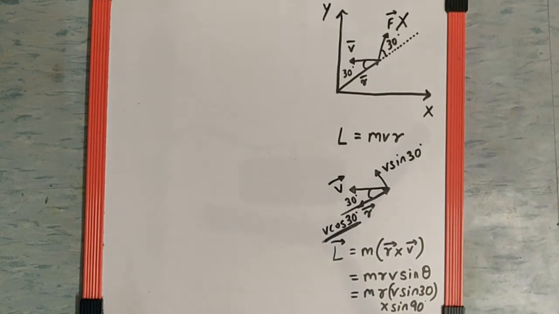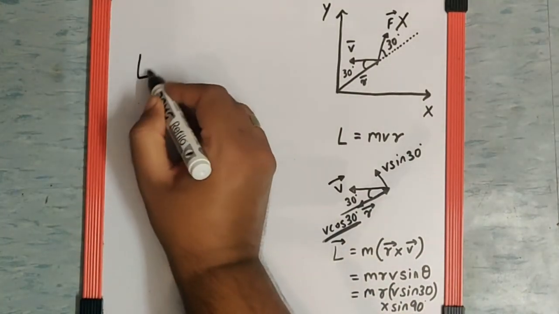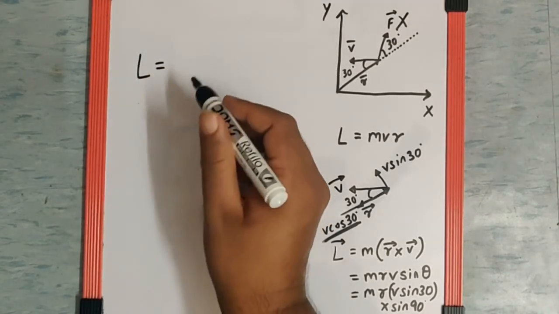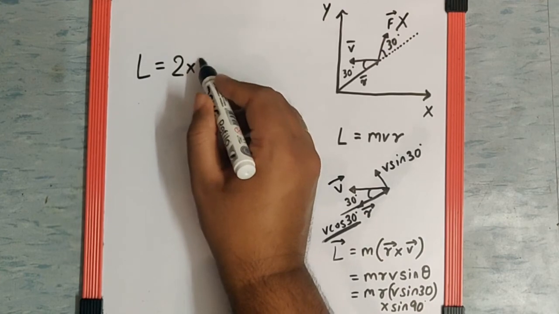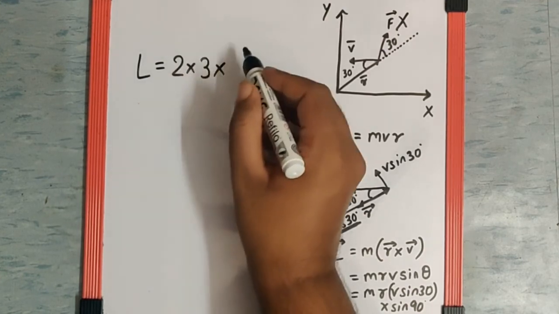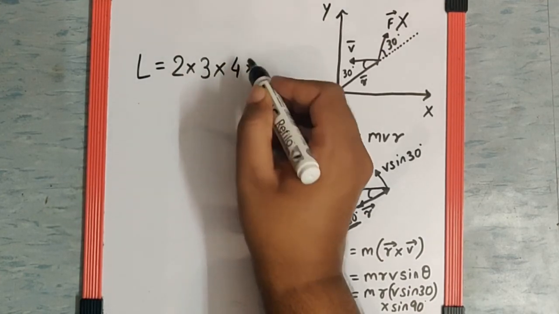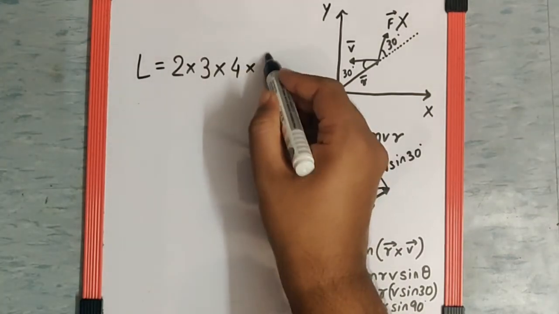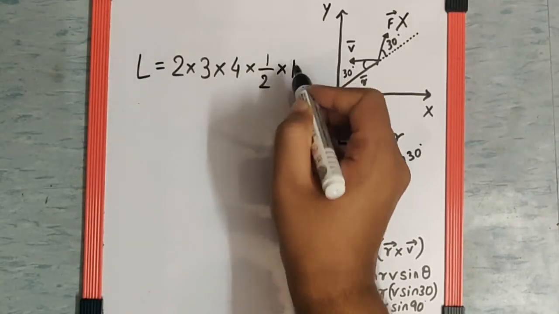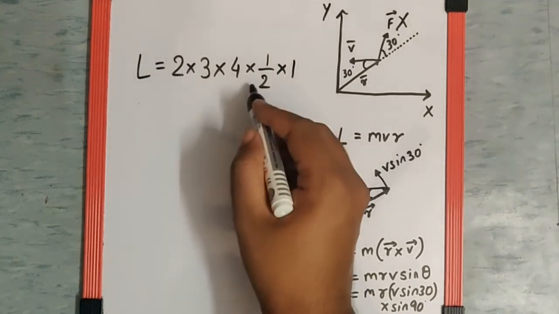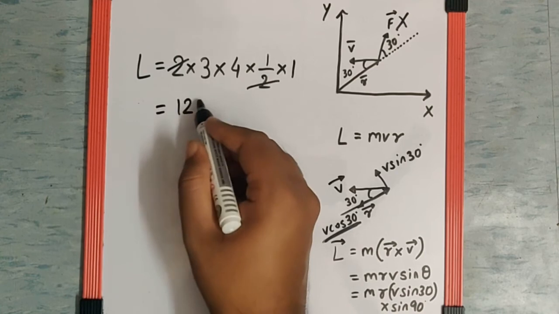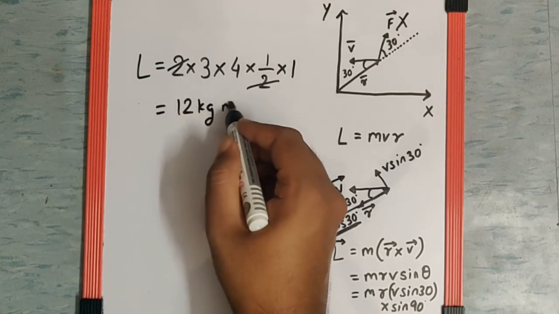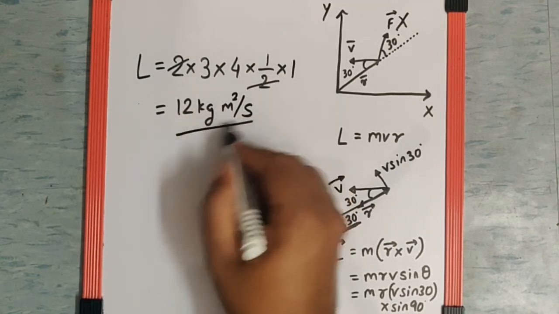So sin 90. So now if we substitute the values, we get m given as 2 kg, r given as 3 meter, velocity given as 4 meter per second, and as we know sin 30 is half and sin 90 is 1. So this 2 gets cancelled. 2 into 3 is 12 kg meter square per second.